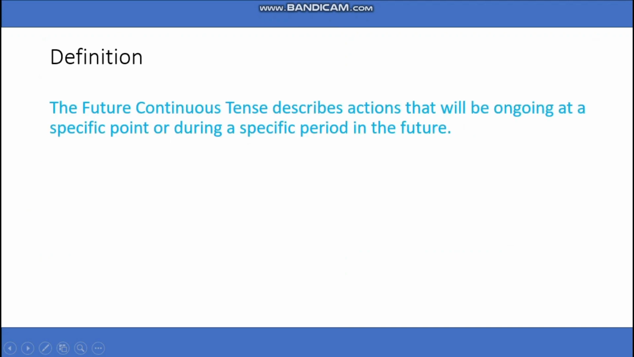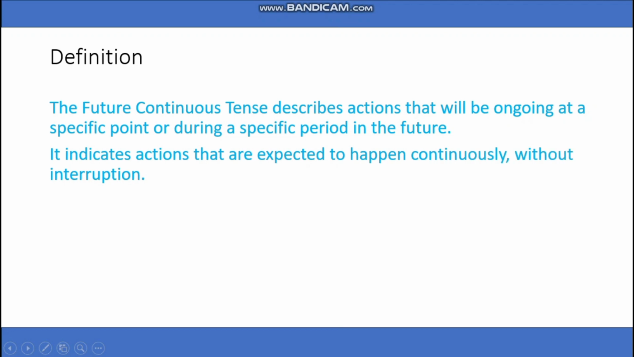Okay, now we will have the definition of the future continuous tense. The future continuous tense describes actions that will be ongoing at a specific point or during a specific period in the future. It means the work that will be continuing at a specific time in future, and you are talking about it today, at the time. For example, I'll say that I will be playing football at 9 p.m. tomorrow. If I say that, I am using future continuous tense, right? It indicates actions that are expected to happen continuously without interruption. Okay, this was the definition.